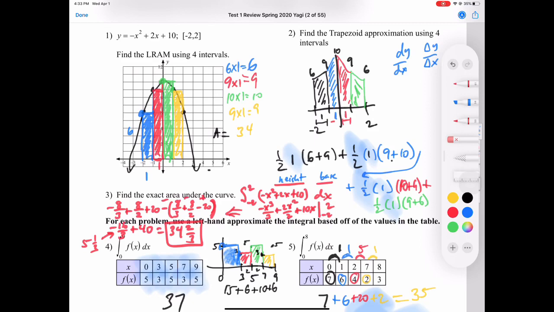Hopefully you found that helpful. It's not a whole number in this case, which is fine. It's a curved surface. Chances are it's probably not going to be a whole number. But this is pretty darn close to our approximation, right? Our trapezoid answer over here.